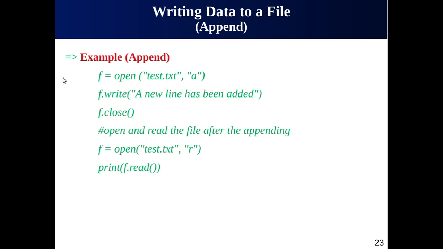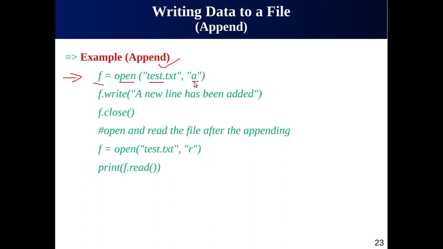First thing, this is the syntax to open the file: variable name, open method. You have to specify two things here: the name of the file along with extension, which is test.txt. I assume that they are in the same folder. If the test.txt file is in a different location, then you have to provide the complete path.